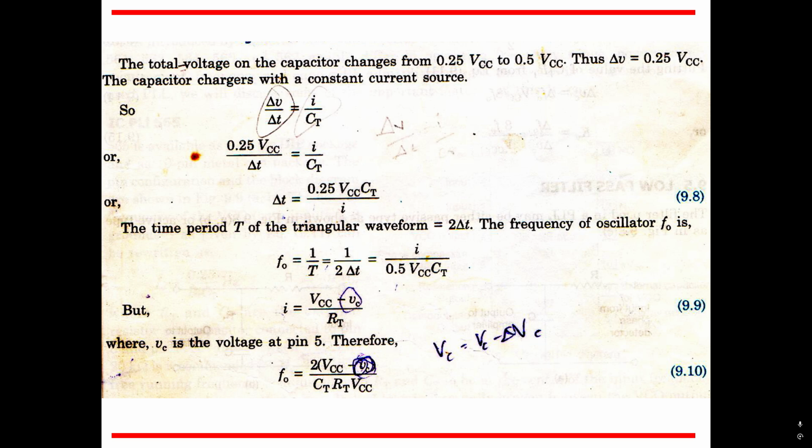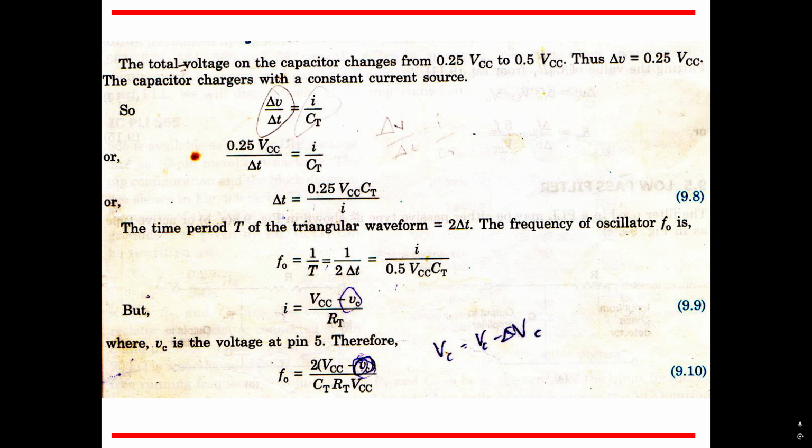The total voltage on the capacitor changes from 0.25 VCC to 0.5 VCC. Thus delta V equals 0.25 VCC. The capacitor charges with a constant current source. So delta V by delta T equals I by CT, or 0.25 VCC divided by delta T equals I by CT, or delta T equals 0.25 VCC CT divided by I. The time period T of the triangular waveform equals 2 delta T.